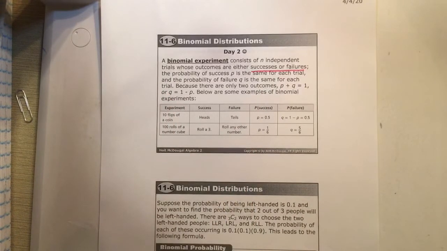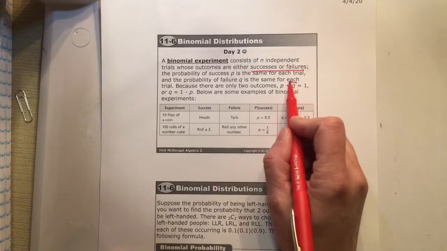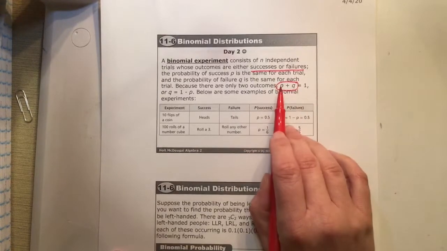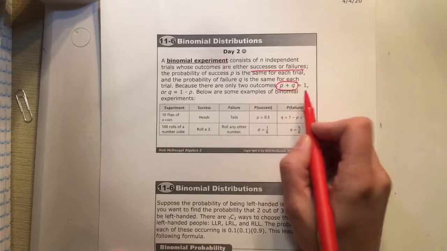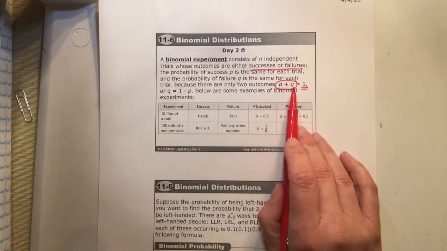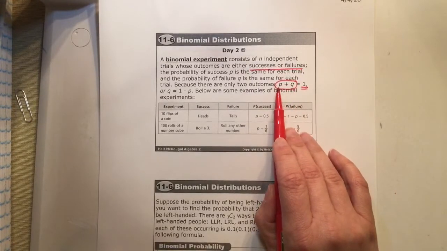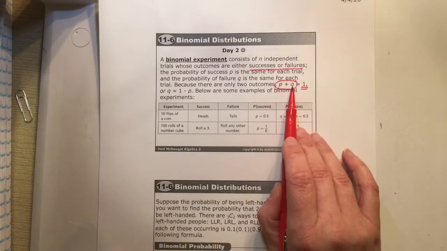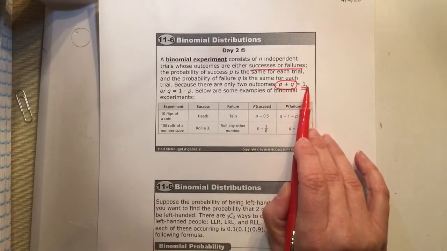So they're trying to tell you that as you're doing these different trials, your probabilities stay consistent, because only two things can happen. It's either a success or it's a failure. They are complements of one another. And what that means is if you take P plus Q, your probability of success plus your probability of failure, you have to get 1.